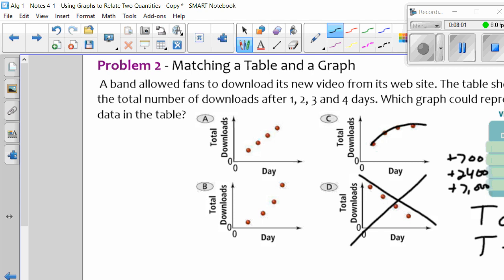Okay. This one, A, shows that it probably was the same change each day, which means it's like 100 each day. But this one didn't increase by 100 each day. It increased by 700, then 2,400, then 7,000. So this one represents that table much better. It's increasing, but then it just kind of takes off, and that's kind of what our table did. So B would be the selection for that.